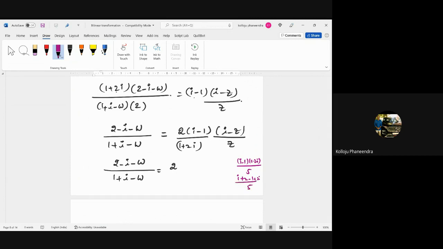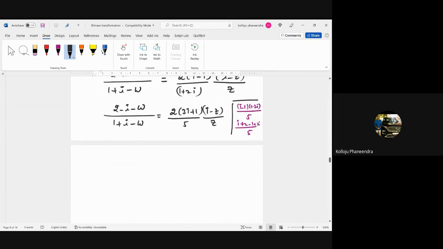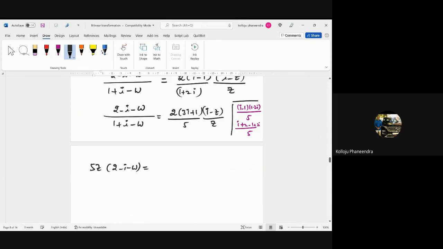This is 3I plus 1. That's it. Okay. So 2 into what will I get? 3I plus 1 by 5 by rationalizing, into I minus Z by Z. Now, how to solve this? I have to get W equal to something. So I'm taking cross multiplication. 2 minus I minus W equal to 2 into 3I plus 1, into 1 plus I minus W, I minus Z.